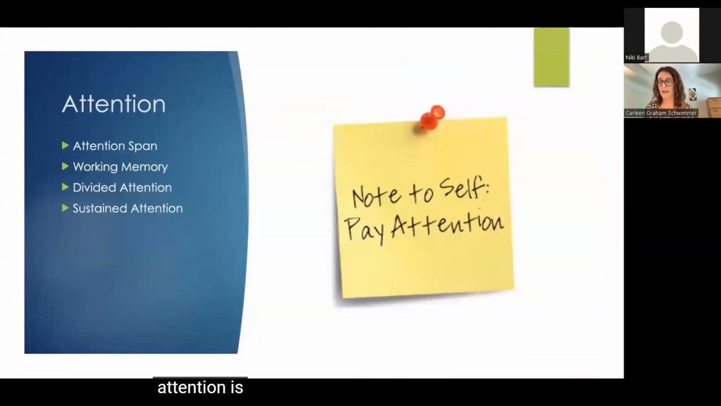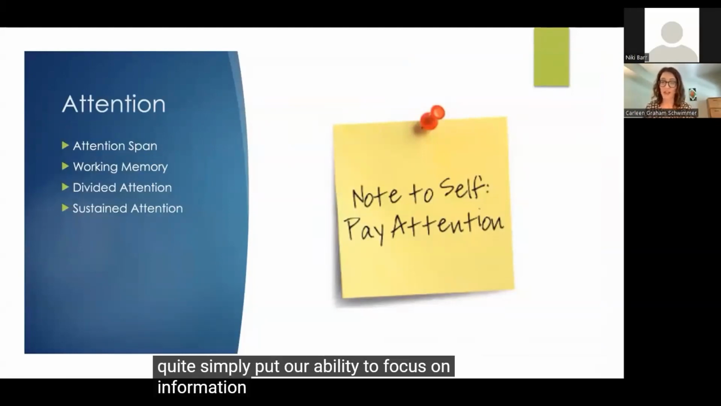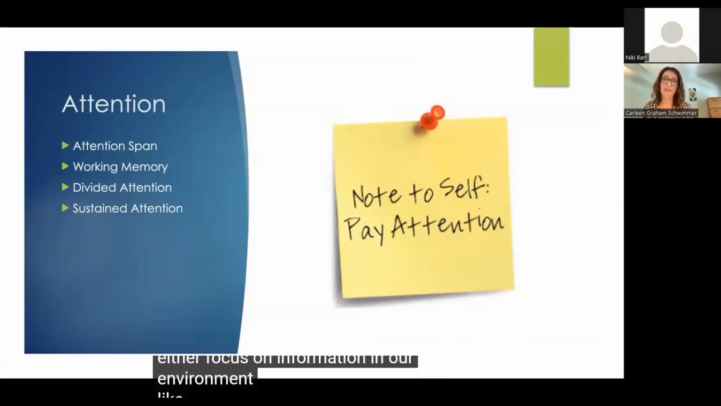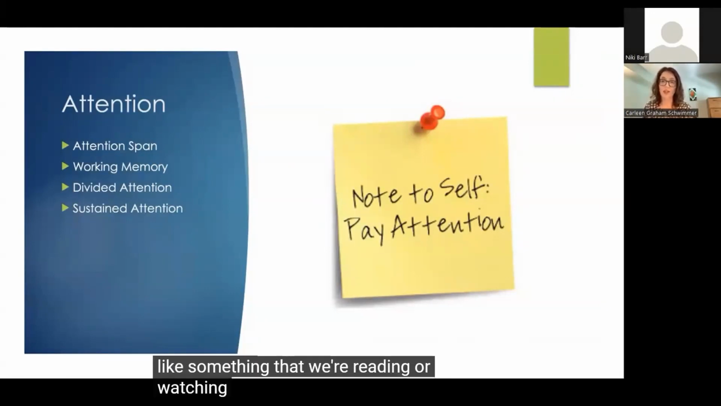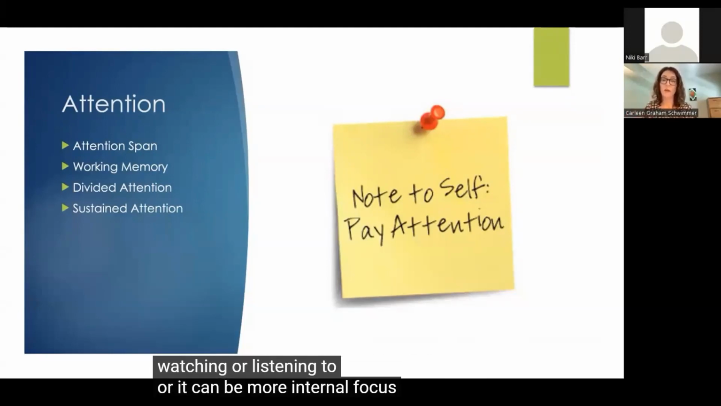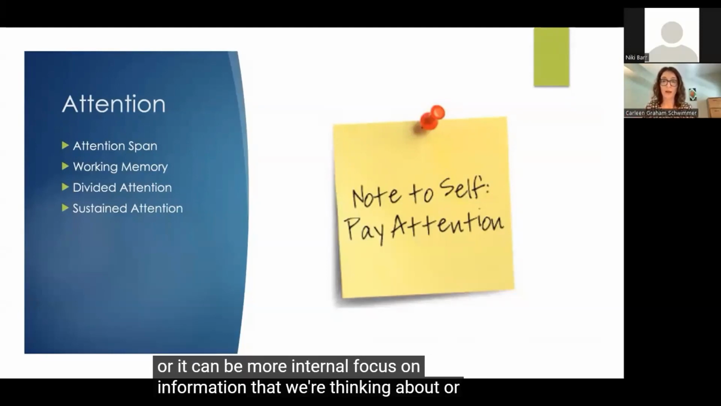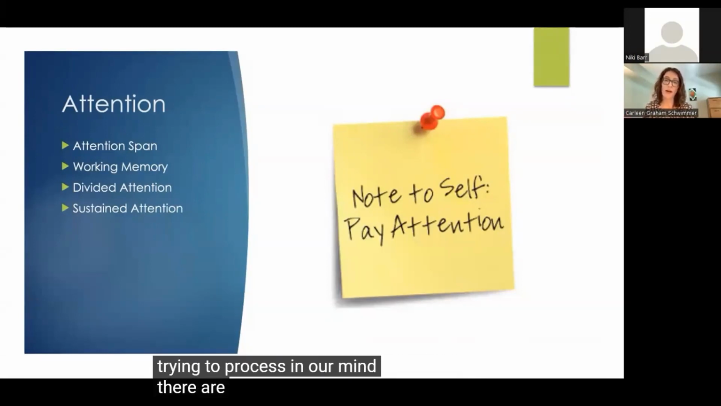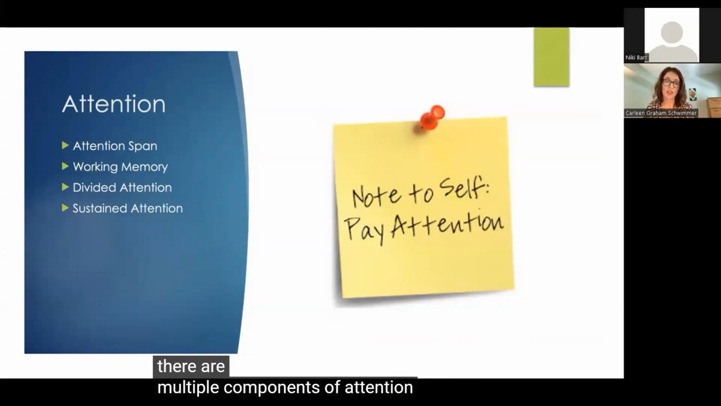Attention is, quite simply put, our ability to focus on information, either focus on information in our environment, like something that we're reading or watching or listening to, or it can be more internal, focus on information that we're thinking about or trying to process in our mind. There are multiple components of attention.